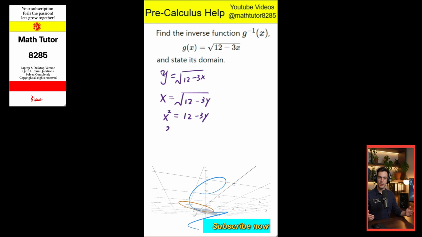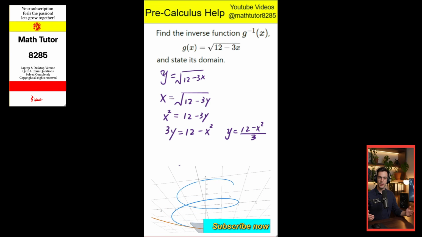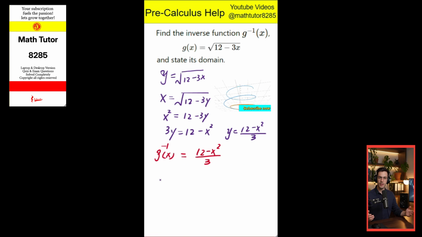Next step is to solve for y. We isolate y by subtracting 3y from both sides and moving terms, giving 3 times y equals 12 minus x squared. Then we divide both sides by 3 to get y equals the fraction 12 minus x squared all over 3. Next step is to write the inverse function. Now that we've solved for y, we can write the inverse function of g as g inverse of x equals the fraction 12 minus x squared all over 3.